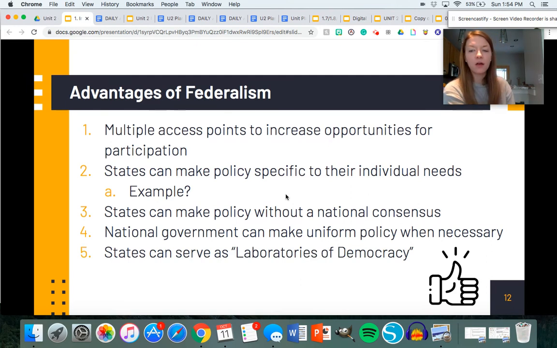And the fifth advantage is states can serve as something that we call laboratories of democracy. And what this means is that federalism allows states to really experiment with new policies, and then other states and the national government can observe the effects, the ramifications of those policies, and choose whether they will reject or implement a similar policy.